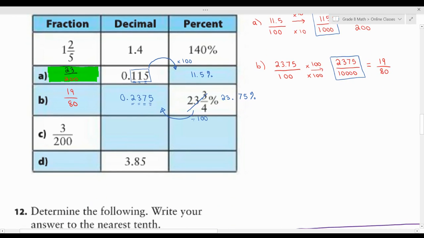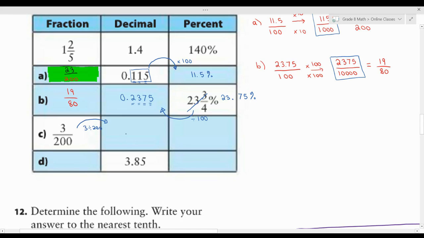Okay, question C. So this one's a little bit easier. We have the fraction. If we want to get the decimal, you literally just take the 3 divided by the 200. So to go this way, I will just go 3 divided by 200.